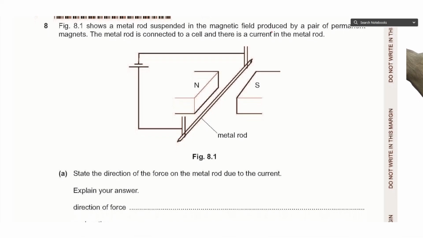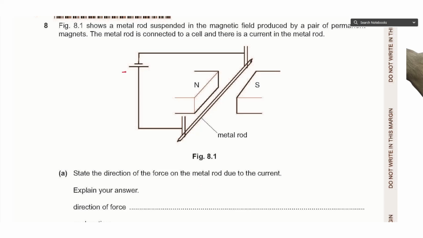The metal rod is connected to a cell and there is a current in the metal rod. State the direction of the force on the metal rod due to the current. So since there is already current in between the magnets, we use Fleming's left-hand rule to get the direction of the motion or the force. But first we need to decide on the directions of the magnetic field and the current in the rod.